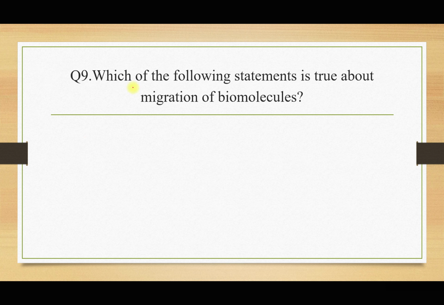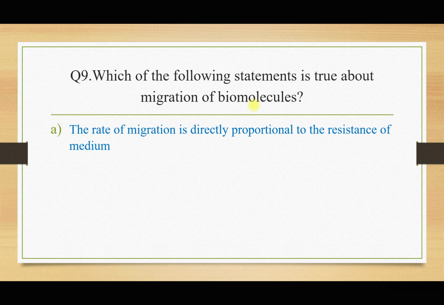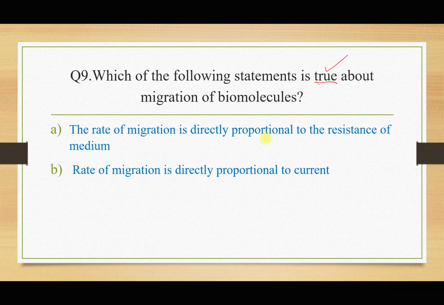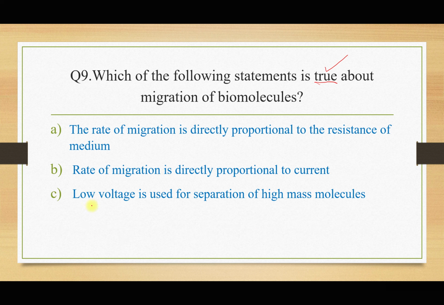Question number 9. Which of the following statements is true about migration of biomolecules? You have to tell the statement which is true. Option A, rate of migration is directly proportional to the resistance of medium. Option B, rate of migration is directly proportional to current. Option C, low voltage is used for separation of high mass molecule. Option D, rate of migration is inversely proportional to the current.